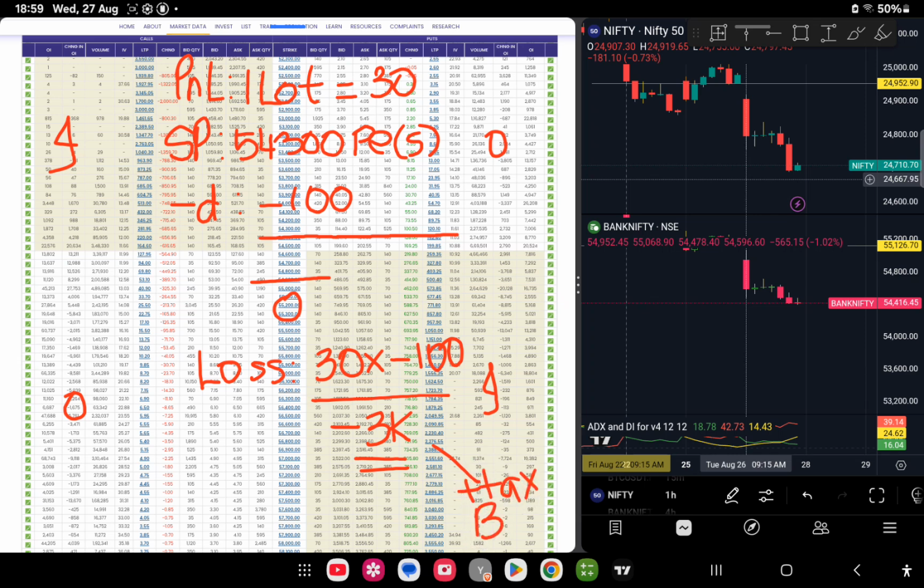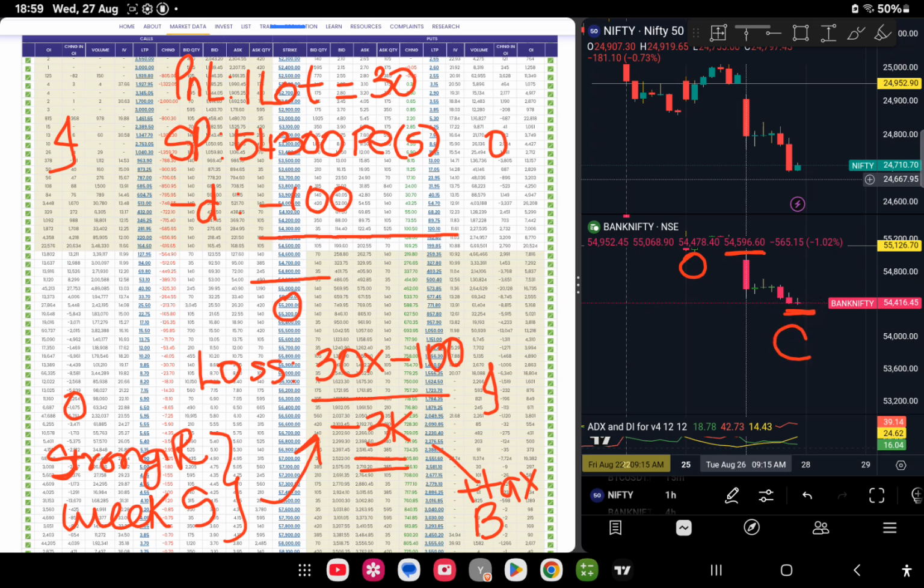Why is this happening? We have a very strong resistance and a weak support. That's why we had a loss. And also you could see the price action. This was the open and this was the close. In between it was sideways to collect the SL.